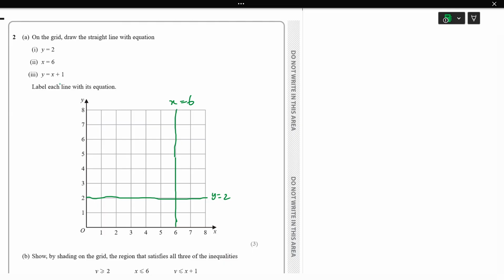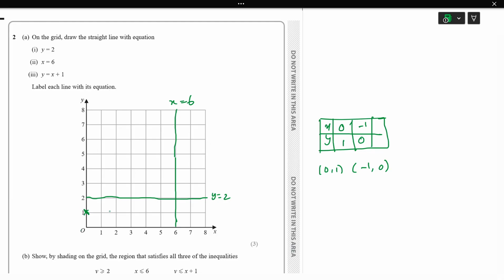Next y equals x plus 1. So we can make a table here with x comma y. First I'll take x equals 0. When you put x equals 0 in this equation, y equals 1. Next I'll put y equals 0. When I put y equals 0, x equals negative 1. So the coordinates are 0 comma 1 and negative 1 comma 0. First 0 comma 1 is going to be here. Next negative 1 comma 0, we cannot mark that because there is no axis here.